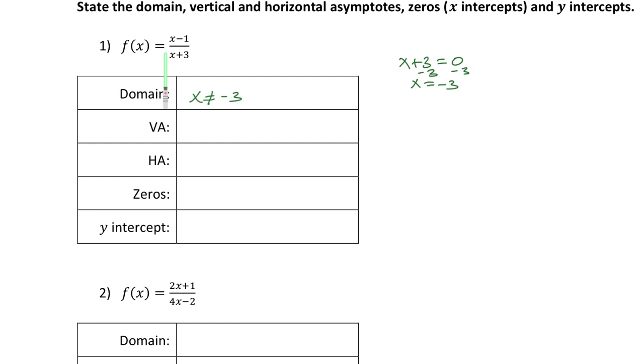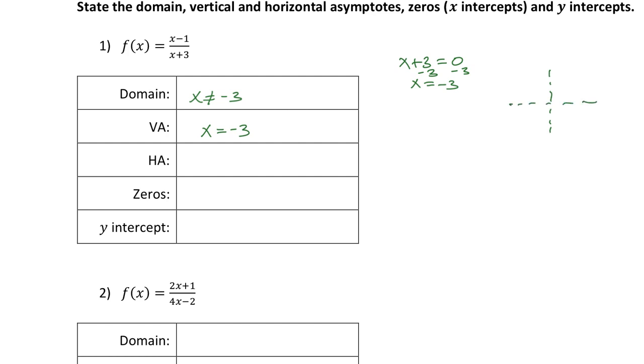So if I substitute negative 3 here, it's going to make the denominator 0. That's exactly the same value as my vertical asymptote. The vertical asymptote is a line on the graph that the graph will never intersect, because again, we cannot have a value where x equals negative 3. So the vertical asymptote should go something like that on the graph, and then the horizontal asymptote is going to go like this.